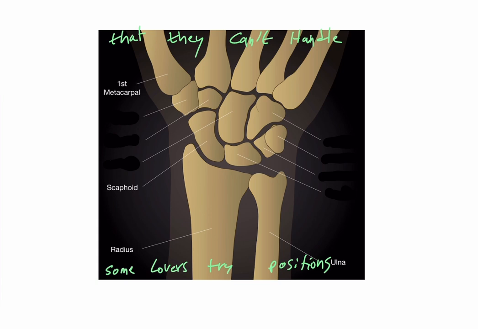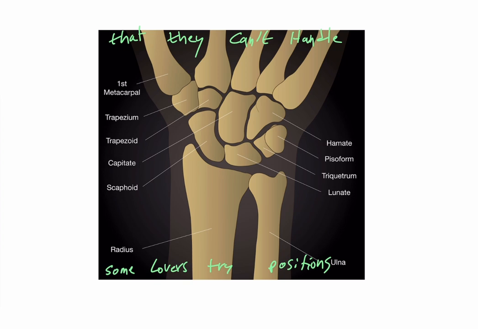Some stands for scaphoid, lovers stands for lunate, tri is for triquetrum, positions is for pisiform, that is for trapezium, they is for trapezoid, can't is for capitate, and handle is for hamate.